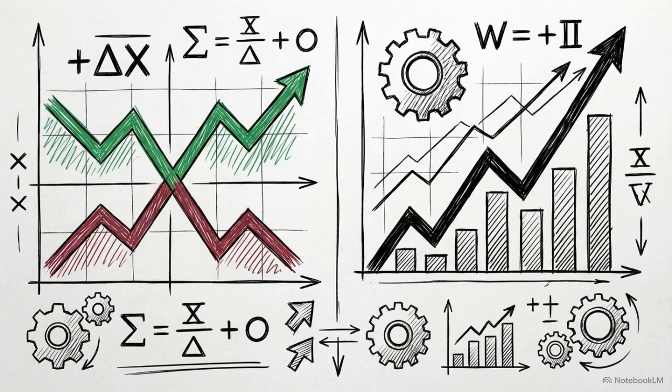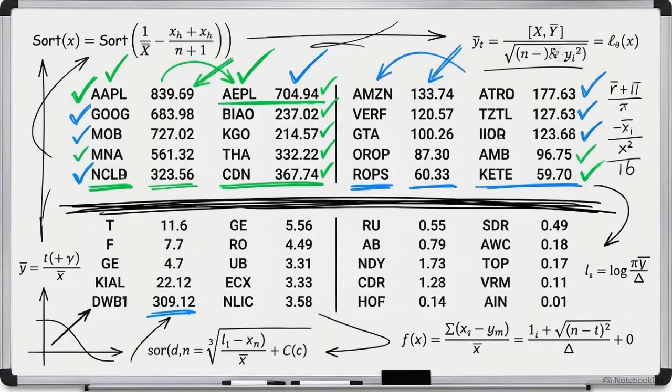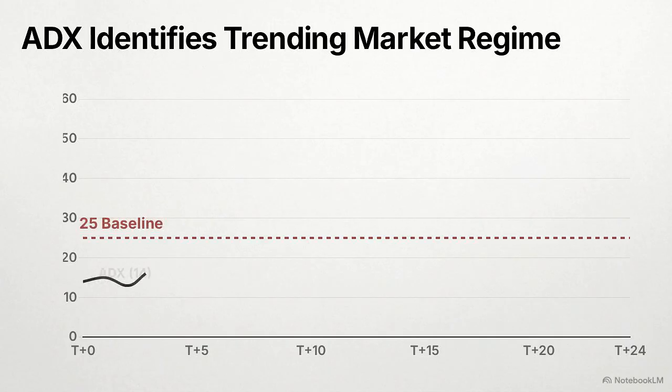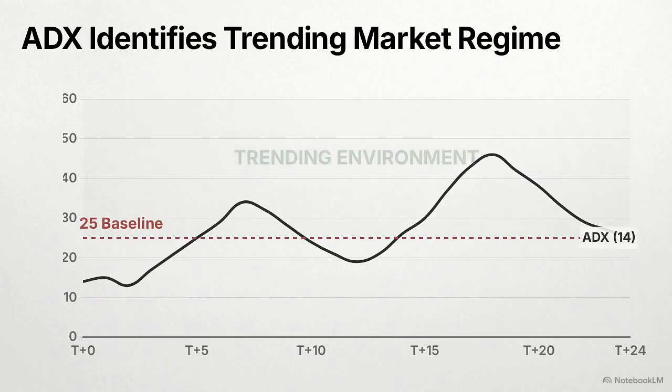A DMI crossover is mathematically meaningless without knowing the underlying ADX velocity. The velocity confirms if the trend has enough power to sustain a trade. The ADX functions as a regime filter. It divides the market into two distinct bimodal environments, separating trending assets from consolidating ones. This chart shows the standard baseline for this filter. A hard horizontal line is set at the 25 level. Any ADX reading in the shaded green area above 25 dictates a trending market environment.